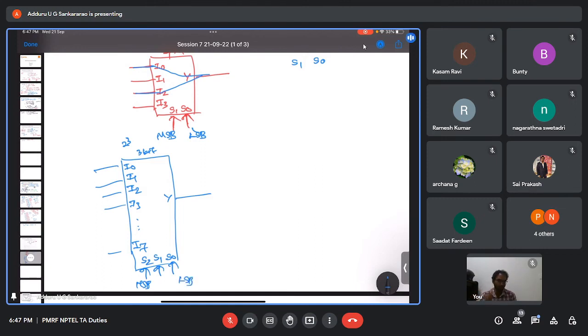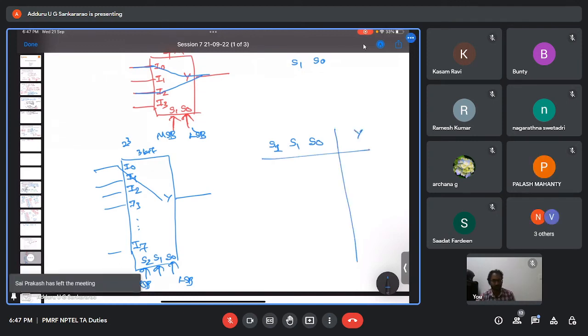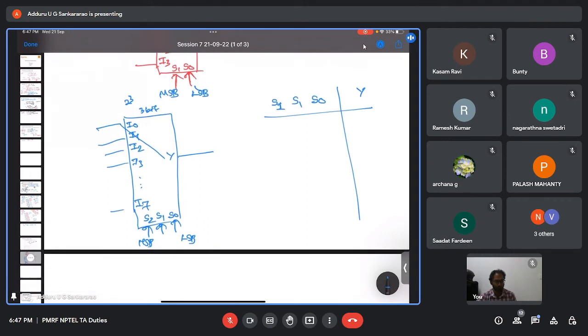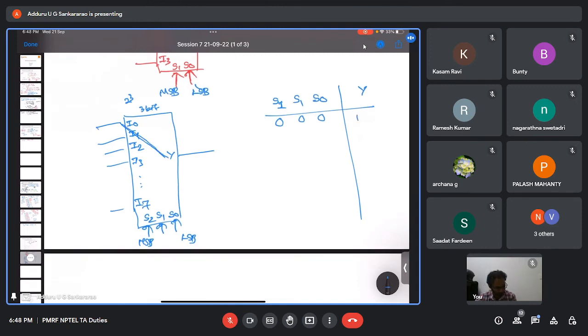Now the output is, like we have seen for the 2-bit one, here for the 3-bit one, based on the values on the selection lines, any one of the inputs is connected to the output. Only one will be connected to the output. Let us say we have selection lines S2, S1 and S0, and we have the output. At any instant of time, one of the inputs will be connected. So if all the selection lines are zeros, then I0 will be connected to the output. Output is I0.